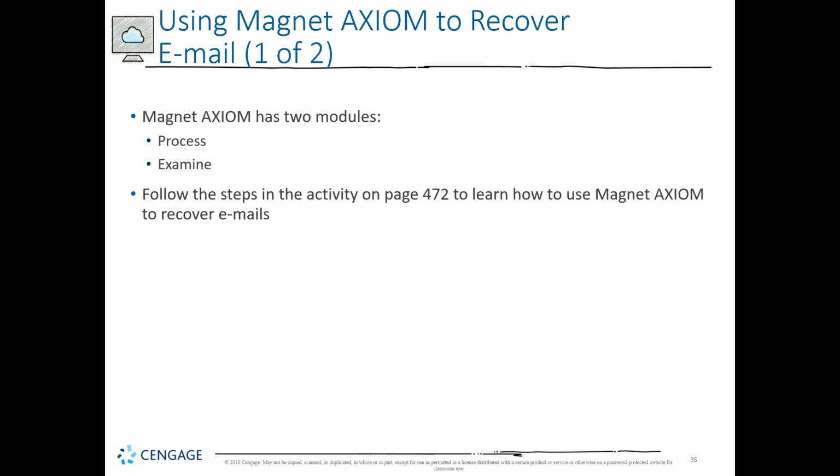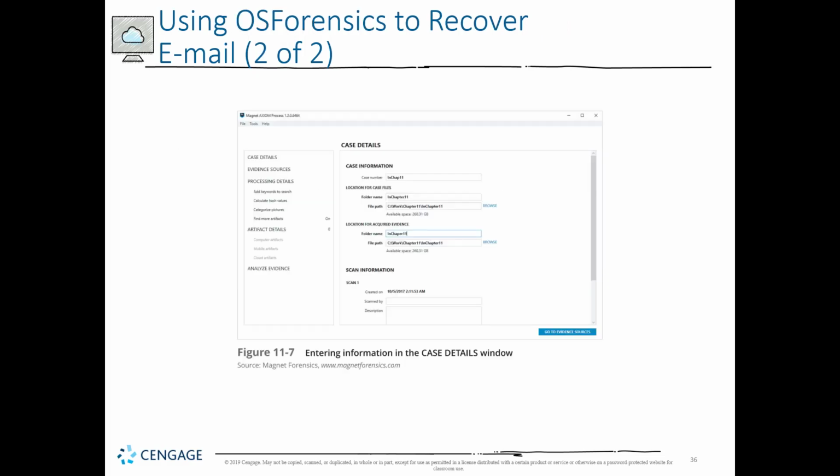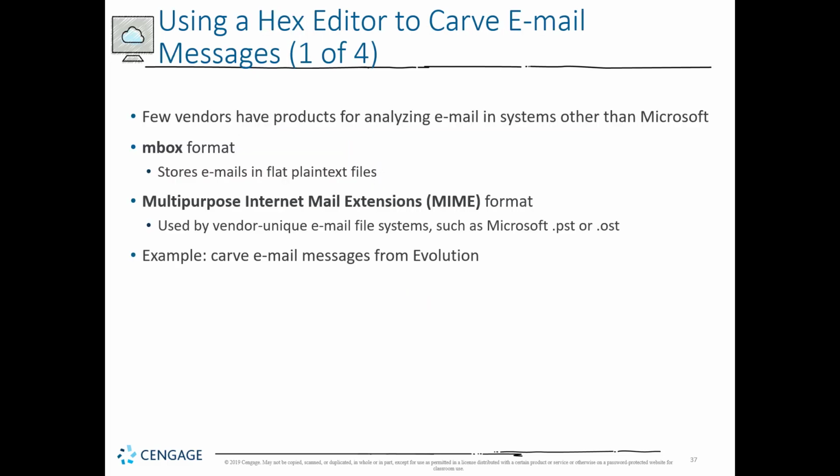We have Magnet that also has additional modules for processing and examining. And in our book, we actually use this. Here's a screenshot of Magnet to investigate an email file. And again, this is going to be looking at and ingesting content for review. We also have a hex editor for carving emails.